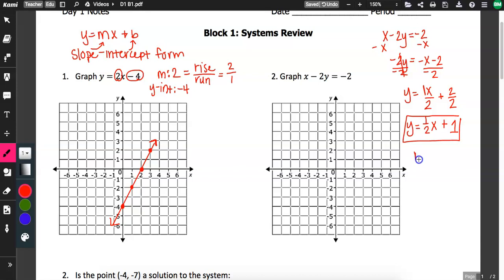Graphing this one, my slope, I can easily see, is 1/2. My y-intercept is positive 1. So I graph the y-intercept first. This time I'm going up 1 over 2. Up 1 over 2. And again, hold the Shift key on your keyboard to draw a nice straight line. Add arrows, and we're done.